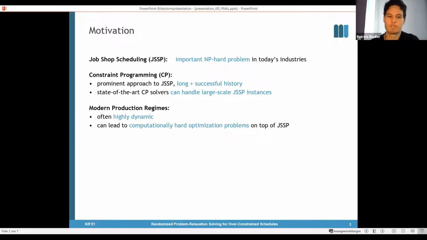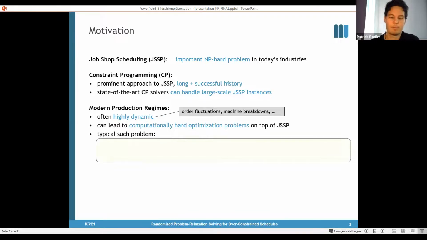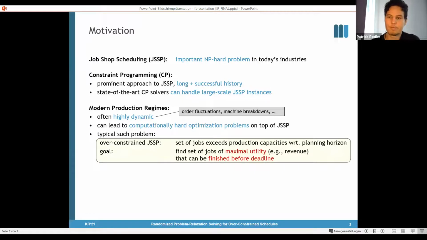However, modern production regimes are often highly dynamic and can lead to computationally hard optimization problems on top of this JSSP problem. One typical such problem is that we have a number of jobs that exceeds the production capacities, and our goal is then to find a job set of maximal utility that can be finished before a given deadline. This is what we call the job set optimization problem.